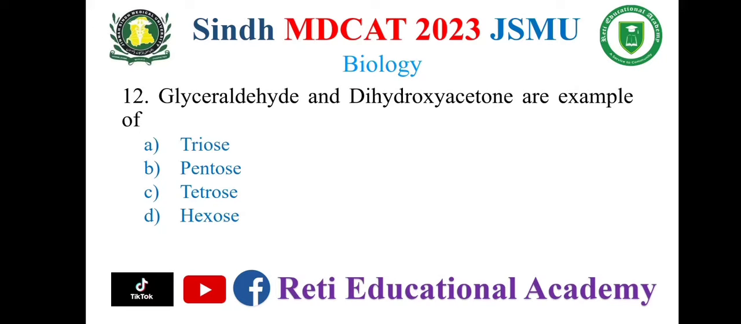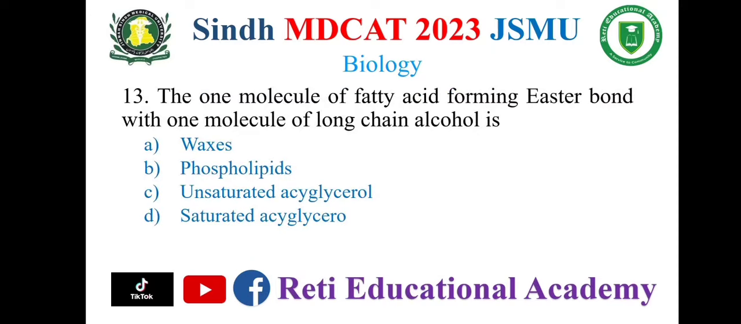Question number 12. Glyceraldehyde and dihydroxyacetone are example of A. Triose. B. Pentose. C. Tetrose. D. Hexose. And the correct answer is A. Triose.